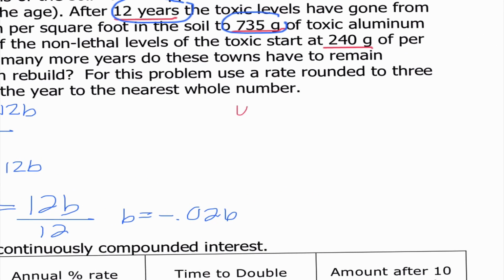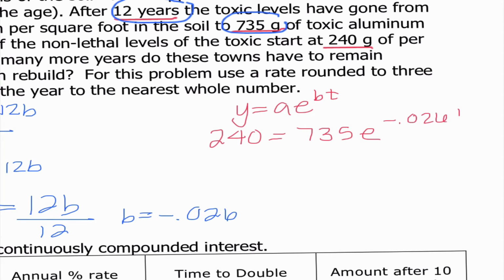So now I'm going to use y equals ae to the bt again. This time we need to figure out how long it is going to take for it to get to 240. There are two different things that we can do here. It says how many more years. So at this point, there were 735 grams. And we know our rate is negative 0.026, and we don't know the time.